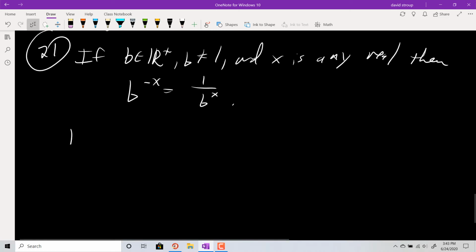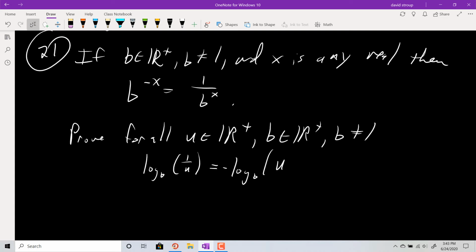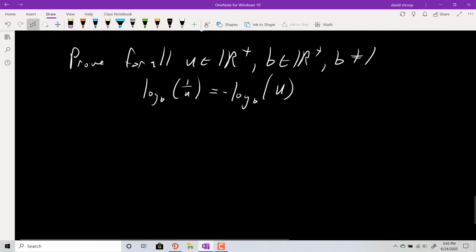What do we want to do? We want to prove for all u in the positive reals, b in the positive reals, and b not equal to 1, that log base b of 1 over u is equal to negative log base b of u. Okay, so it's a rule of logarithms you learn in pre-calculus, and maybe they just handed it to you. We want to actually be able to prove this now.